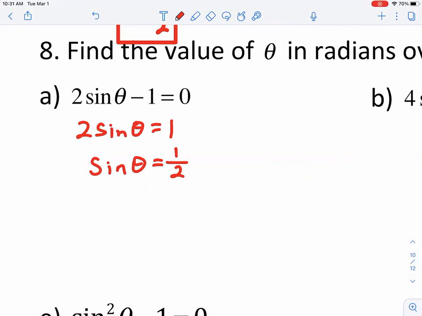Now I need to figure out, well, at what angles is the sine equal to 1/2? Remember, the sine is the y value. So I know in the first quadrant, the y value is 1/2 at pi over 6. That's one of my answers. So theta equals pi over 6. And sine would also be positive, because sine is a y value, in the second quadrant at 5 pi over 6.